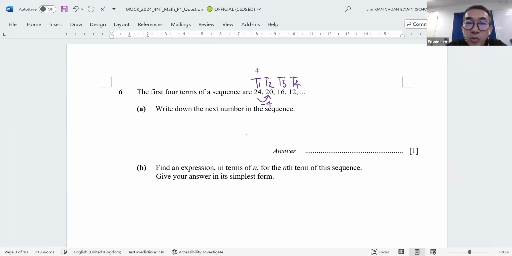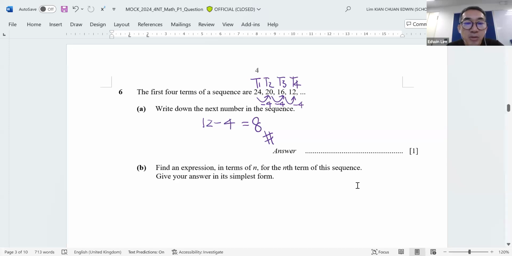24 minus 4, I get 20. 20 minus 4, I get 16. All right. And 16 minus 4, I get 12. So what is the next number? It's actually 12 minus 4, which is equal to 8. This is for 6A.